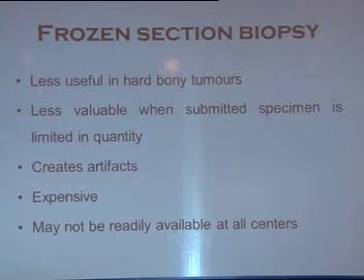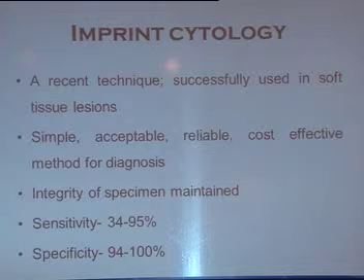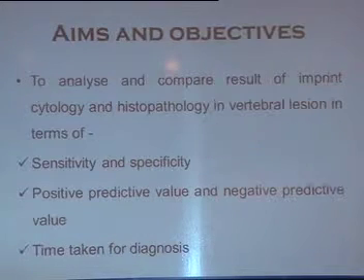A frozen section has disadvantages which include that it is less useful in hard bony tumors. It is less valuable when the submitted specimen is in limited quantity. It creates artifacts, it is expensive and may not be readily available at all centers. Therefore, we have imprint cytology. It is a recent technique successfully used in soft tissue lesions. It is a simple, acceptable, reliable, cost effective method for diagnosis. Integrity of the specimen is maintained in the entire procedure.